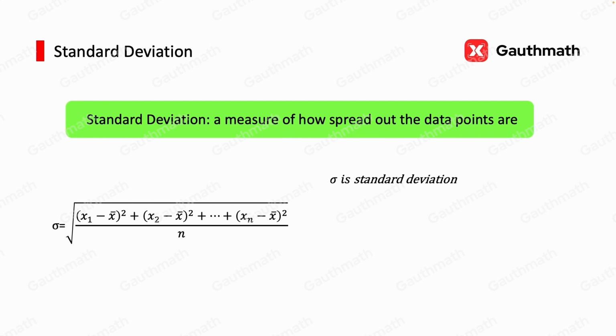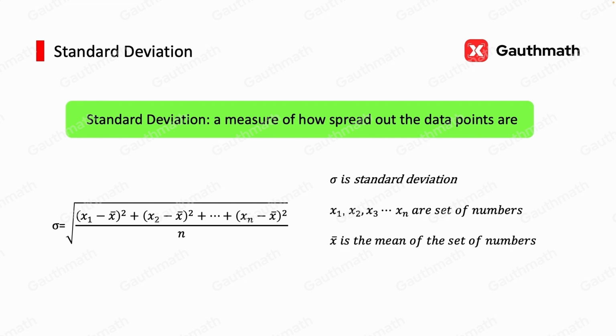So in this formula, sigma is the standard deviation. x1, x2, all the way to xn are the set of numbers. X bar is the mean of the set of numbers. N is the size of the set.